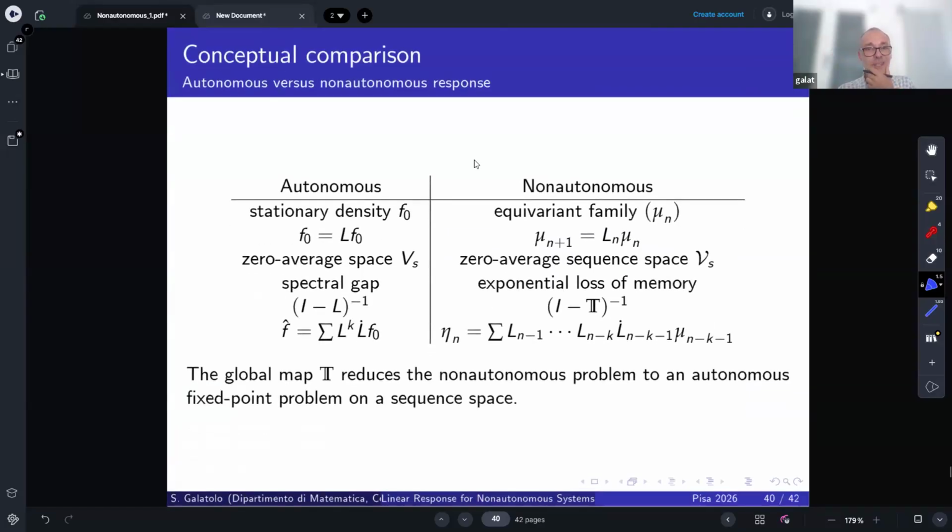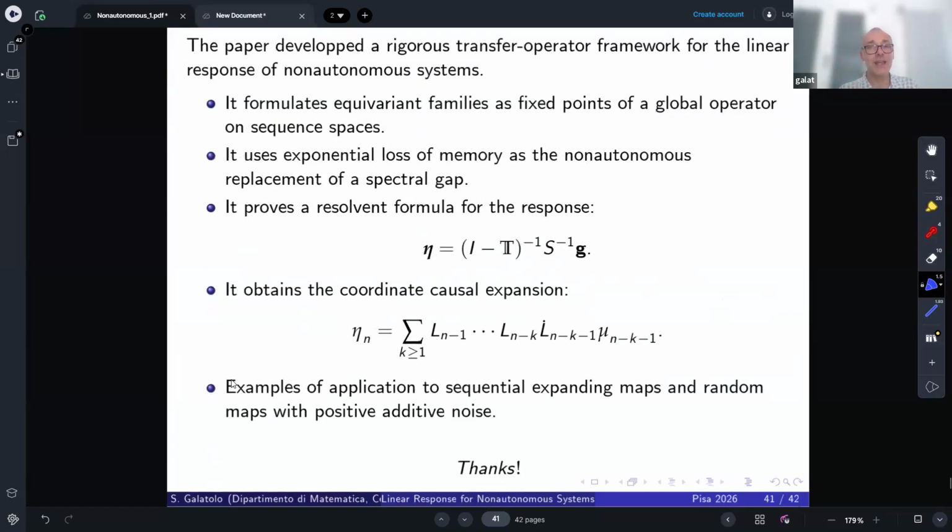Here I have a table in which I summarized the comparison between the autonomous case and the non-autonomous case. In the autonomous case, you have the stationary density. In the non-autonomous, you have the equivariant family, and so on. The situation is similar in both cases, and also the proof, as we have seen, looks quite similar. If you are motivated, you can look at the preprint. You can look at the details of the proof, and they really are similar to the proof of the autonomous case.